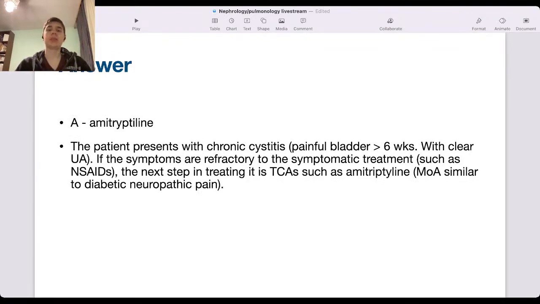The patient presents with chronic cystitis, a painful bladder of more than 6 weeks with a clear urine analysis. If the symptoms are refractory to the symptomatic treatment, such as NSAIDs, the next step in treatment is TCAs such as amitriptyline. The mechanism of action through which chronic cystitis is treated is similar to diabetic neuropathic pain.